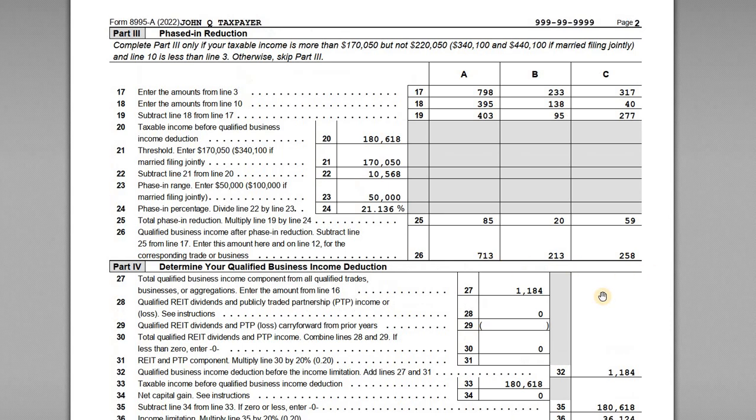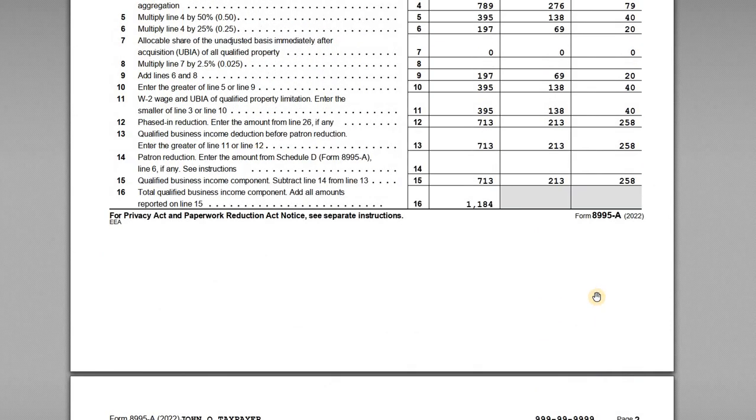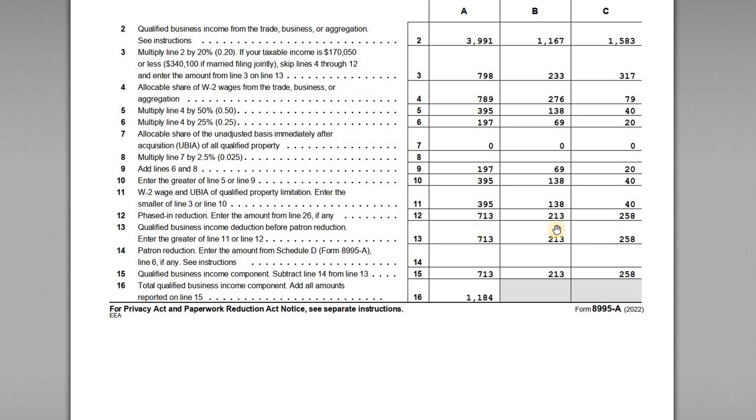So these amounts now get reported up here on line 12. So we have our 713 amount, the 213, and the 258, and then complete the remaining lines as the instructions ask. So line 13, it's asking us for the qualified business income deduction before the patron reduction, enter the greater of line 11 or line 12. Right, so line 12 in this case is the greater amount, so we enter that on line 13. We don't have any investments in patron investments rather, so we're not going to have any values here.